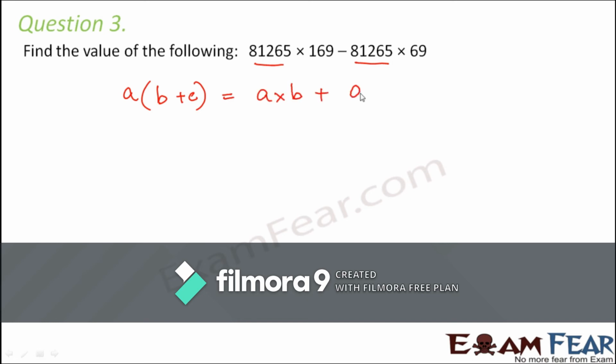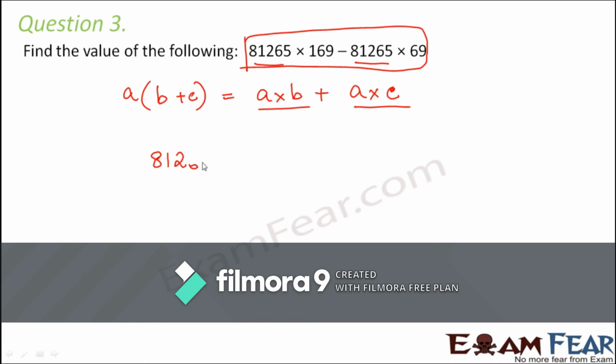A into B plus A into C. Now looking at this, do you remember something like this? It is of the form of A into B plus A into C. It is just that here you have minus. So what we can do is, by distributive property, we can take this common 81265 and then you put inside 169 minus 69. So you see, your calculation became very easy, because otherwise you would have to multiply these huge terms. So this multiplied by 169 minus 69 would be 100.